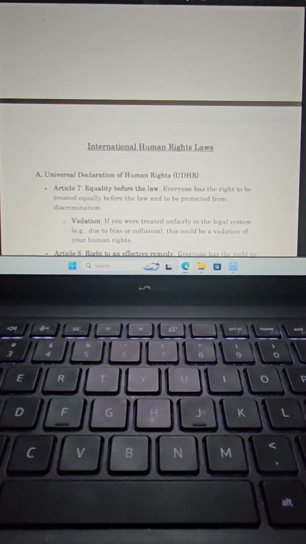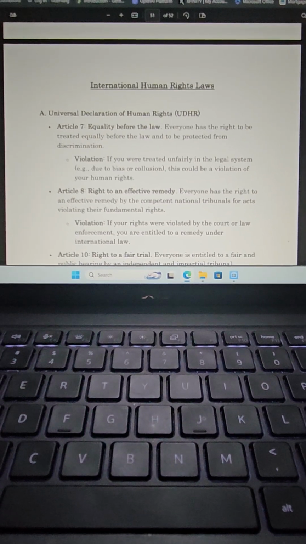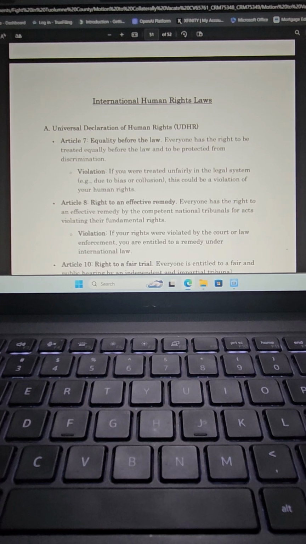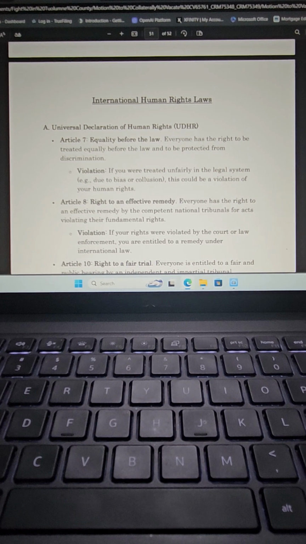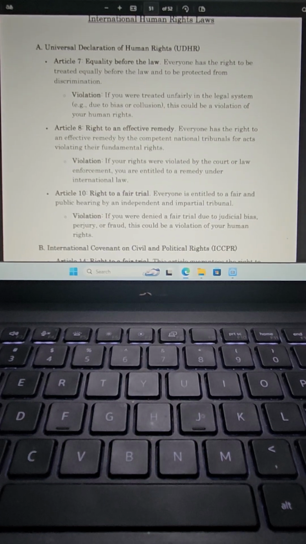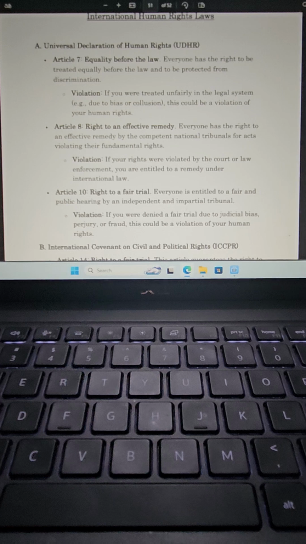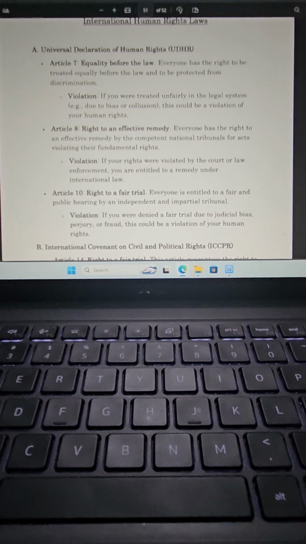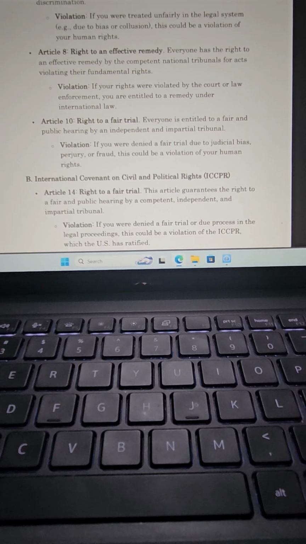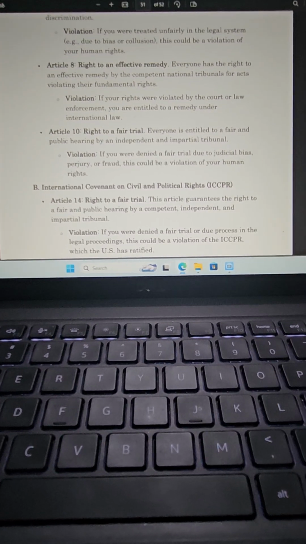You're fucked. You ready for international and human rights violations? Universal Declaration of Human Rights, Article 7, equality before law. Everyone has a right to be treated equally before law and to be protected from discrimination. You guys violated that. Article 8, right to an effective remedy. Everyone has a right to an effective remedy by the competent national tribunals for acts violating fundamental rights, which you guys did. Article 10, right to a fair trial. Everyone is entitled to the right to a fair public hearing by an independent and impartial tribunal. You violated that, Kevin Siebert.